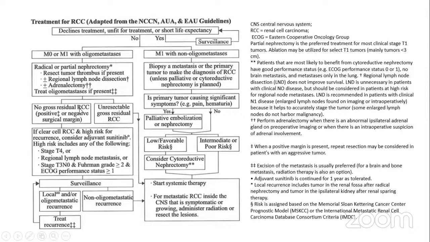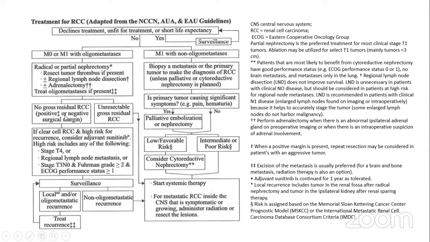If there is no gross residual RCC but positive margins, repeat resection may be considered for patients with aggressive tumors, or negative surgical margin. For unresectable gross residual RCC, we will start systemic therapy. For metastatic RCC inside the CNS that is symptomatic or growing, administer radiation or resect the lesion.